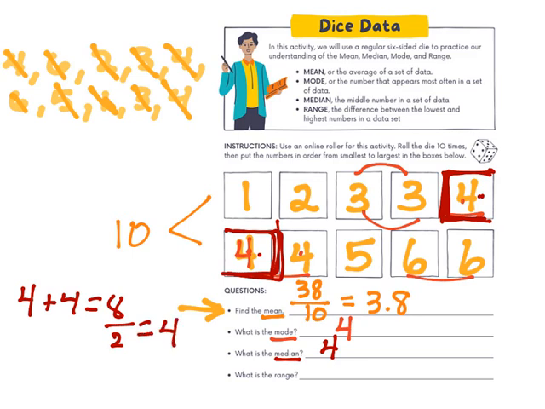Okay, so if you have 2 middle numbers, if you don't have one specific middle number, take the 2 middle numbers and take the average, or the mean, how we found that up here, of those 2 numbers, and that is your median. All right, and last is your range, and that is just taking your greatest number and subtracting your smallest number. So I would say that the range is 6 minus 1. So my range is 5.